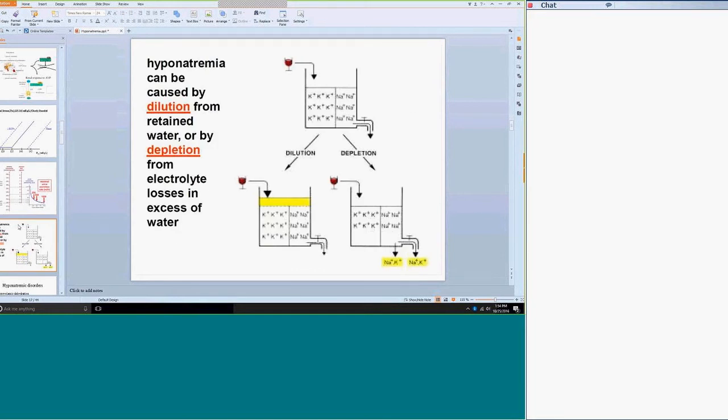Now, the simple logical thought about how one can get hyponatremia: if you look here at the sodium, potassium and water going in, it could be dilutional, so there is more water, or there is water retention for various reasons. Or it could be depletion, so there is more loss of sodium and potassium compared to water.